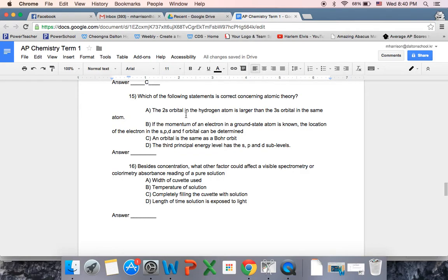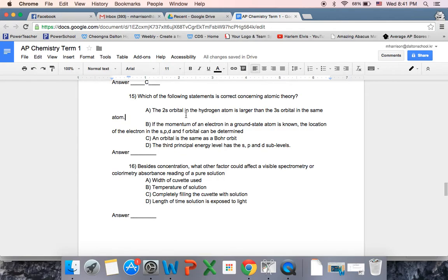The momentum of an electron in ground state atom is known. The location of the electron in the s, p, d, and f orbital can be determined. No. The uncertainty principle means that as long as you know the momentum, you cannot know the electron's position. So this contradicts that.